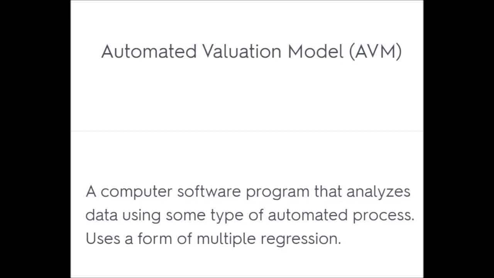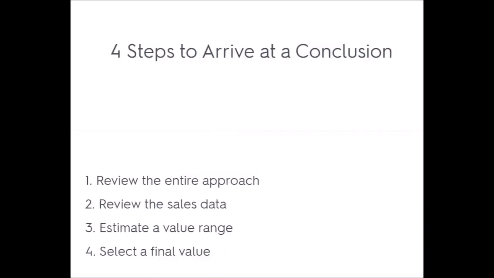Automated valuation model. A computer software program that analyzes data using some type of automated process. Uses a form of multiple regression. 4 steps to arrive at a conclusion. 1. Review the entire approach. 2. Review the sales data. 3. Estimate a value range. 4. Select a final value.